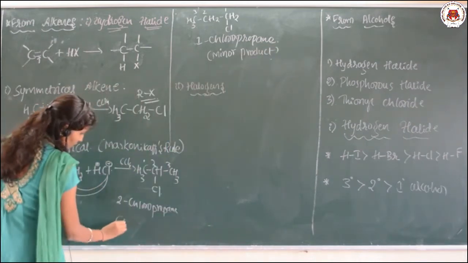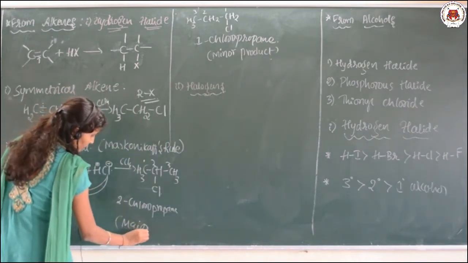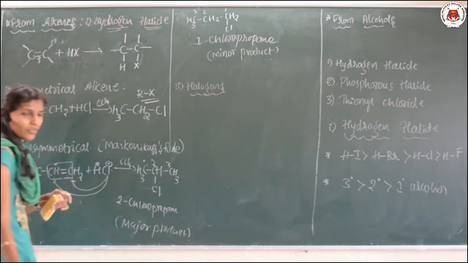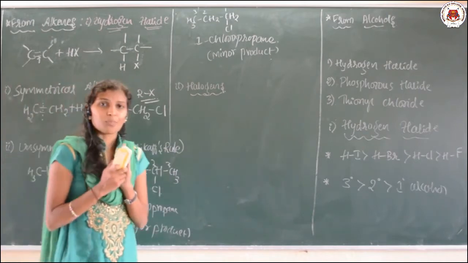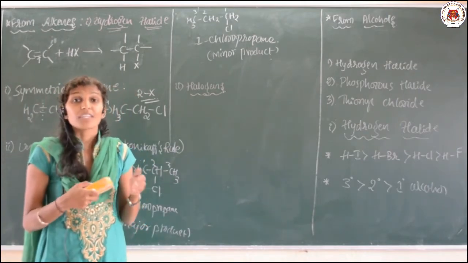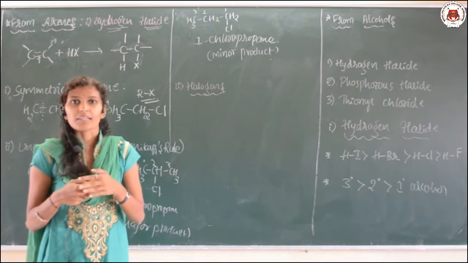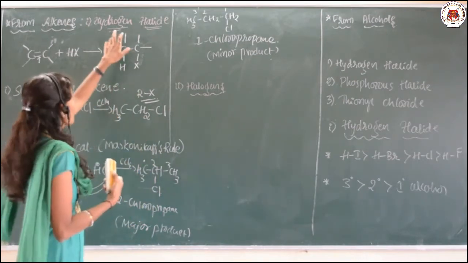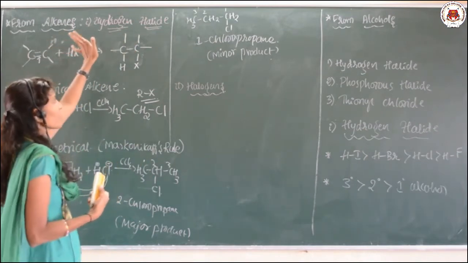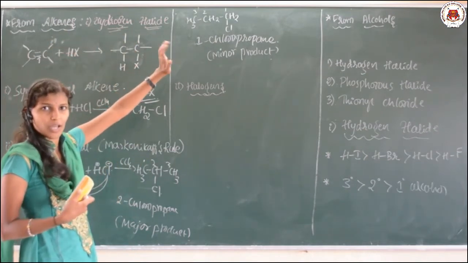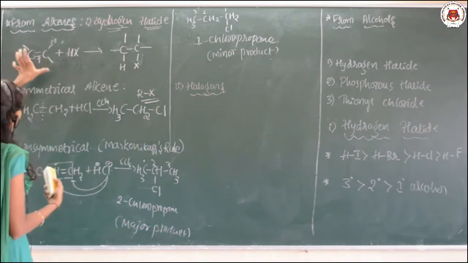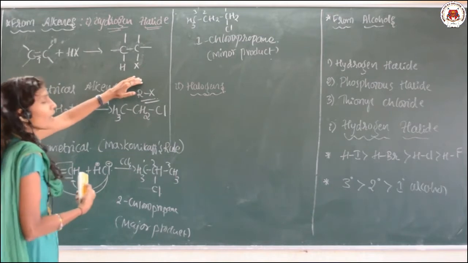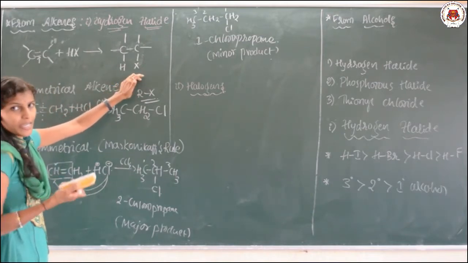2-chloropropane is the major product. Okay, here we want to prepare the haloalkane. How is it done? By taking the alkene. Alkene is one of the reactants. If I add the hydrogen halide to the alkene, I am going to get the haloalkane. This is the general format: this is the alkene, this is the hydrogen halide, and you are going to get the haloalkane or alkyl halide compound.